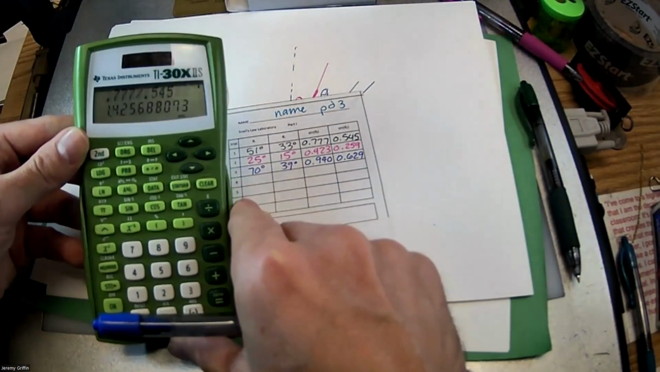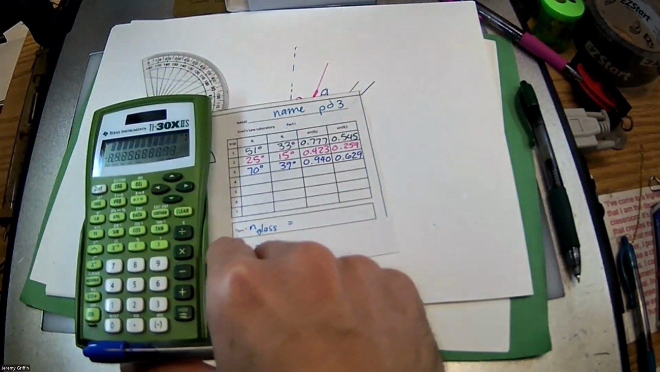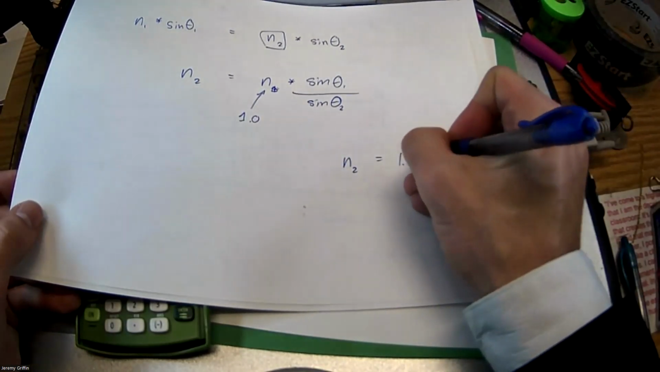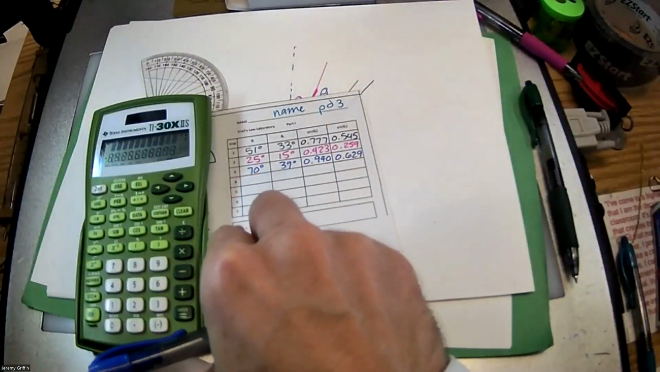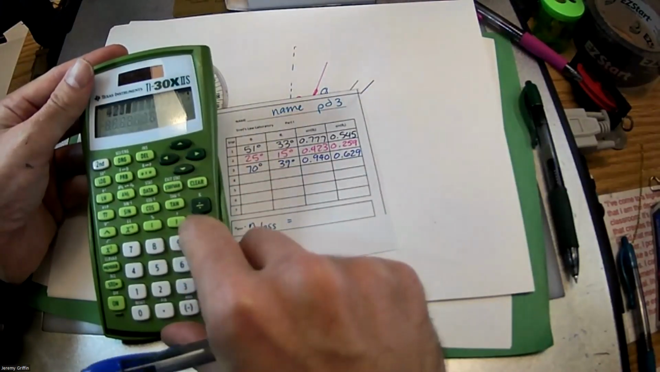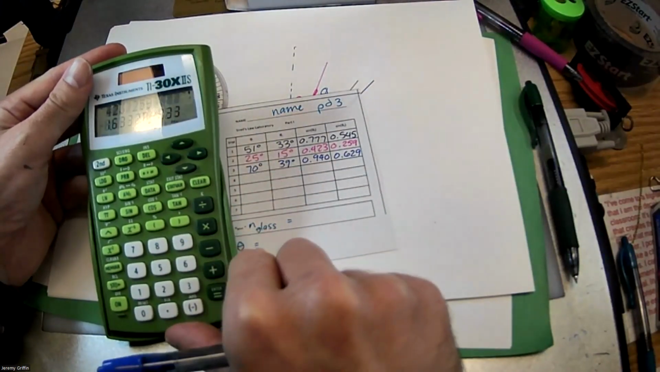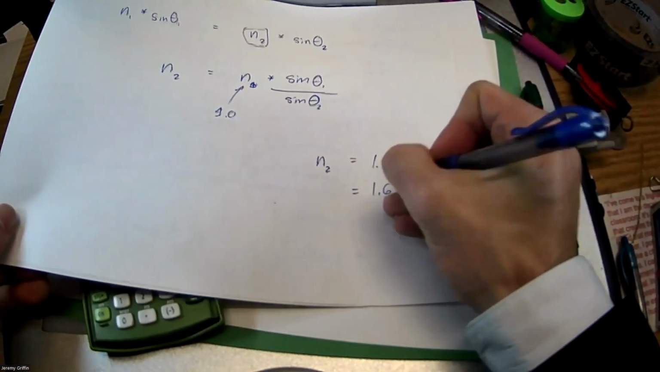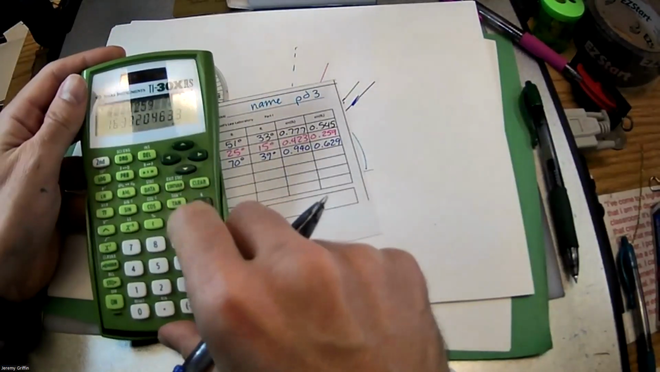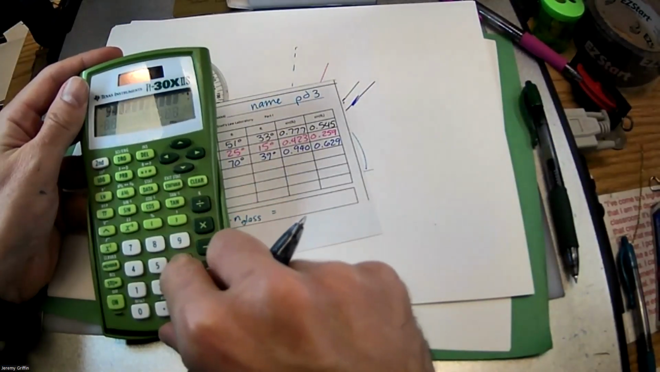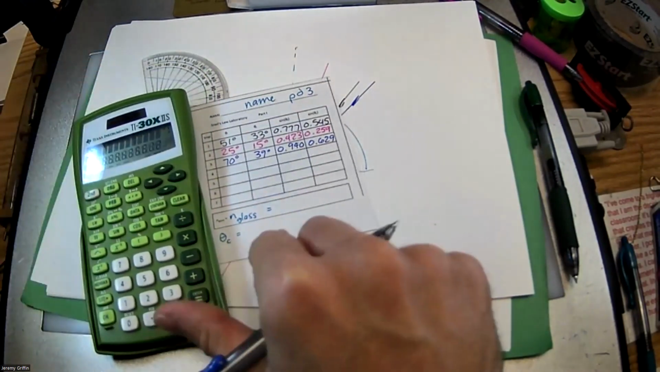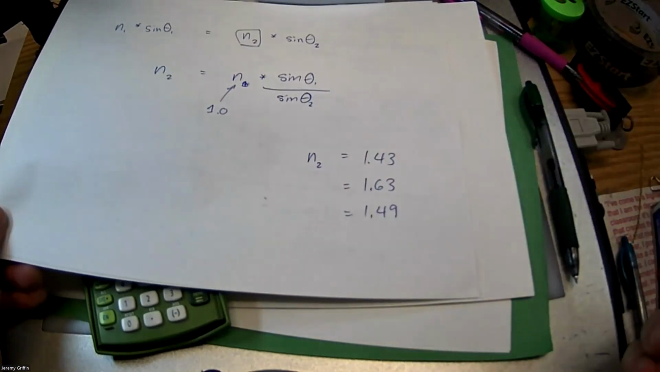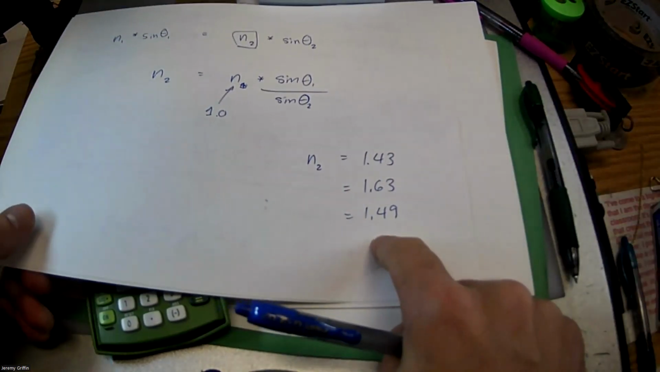That is 1.43 it rounds to for the first one. Let me jot that down. So the index in glass is 1.43 from that first calculation. For the second calculation, what is 0.423 over 0.259? It's 1.63. How about the third one? What is 0.940 over 0.629? 1.49. Okay, something like that.